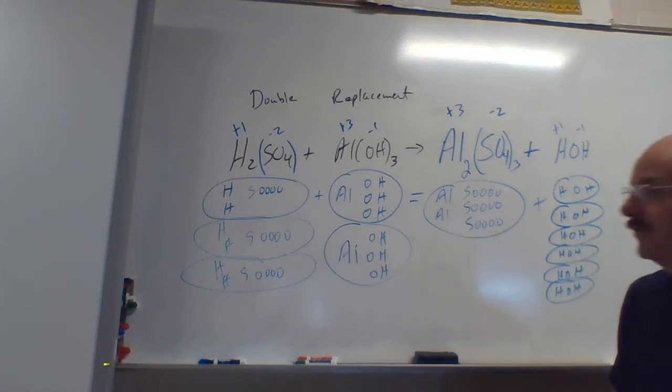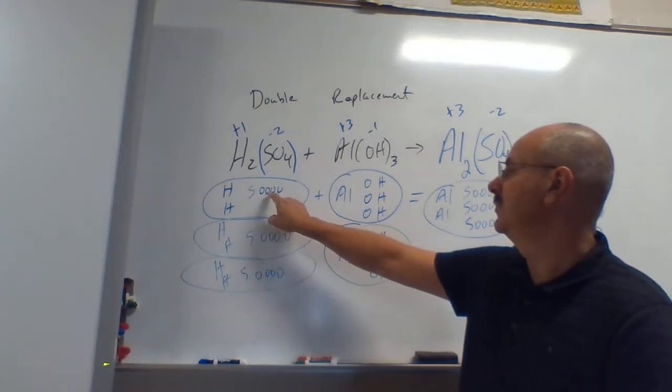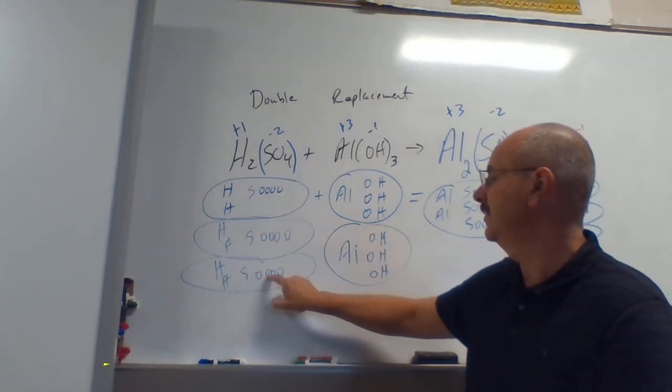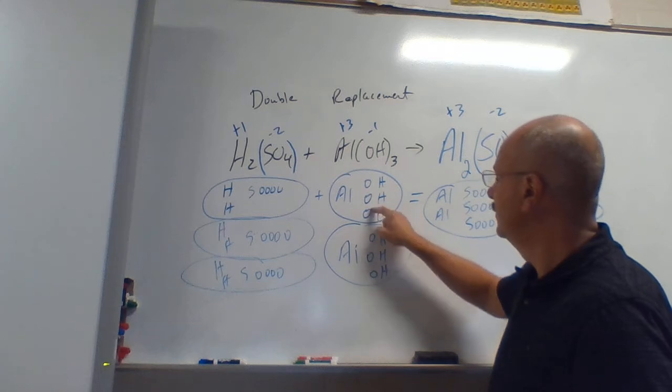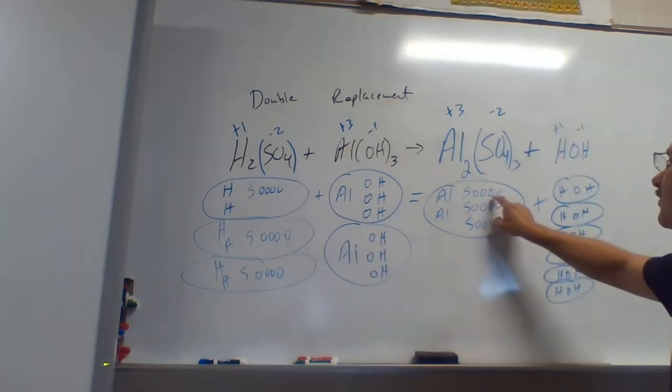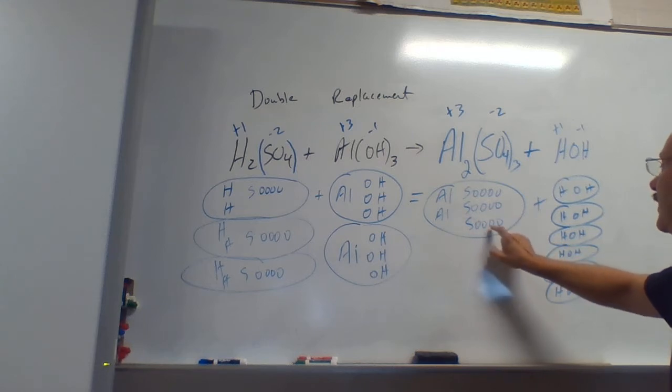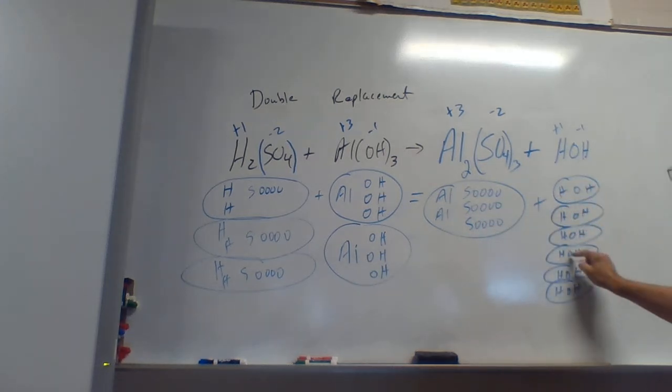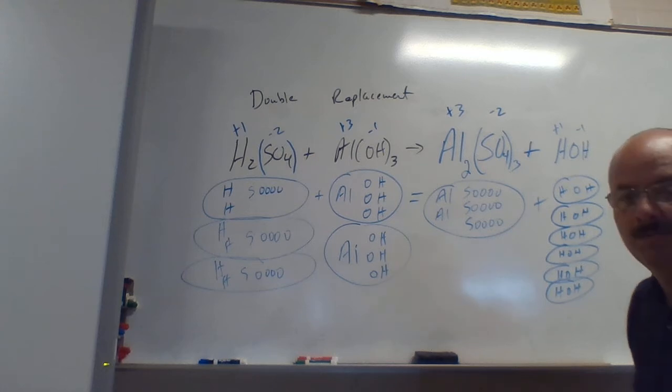Now the only thing that's left now is O's. So O's, I got 1, 2, 3, up to 18. So there's 18. This side I got 1, 2, 3, up to 18. So it's all even.